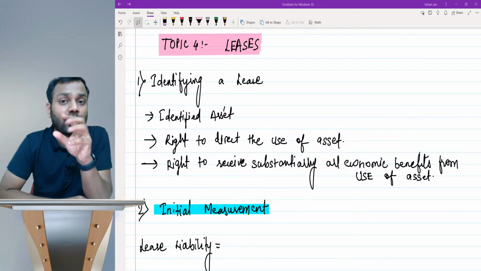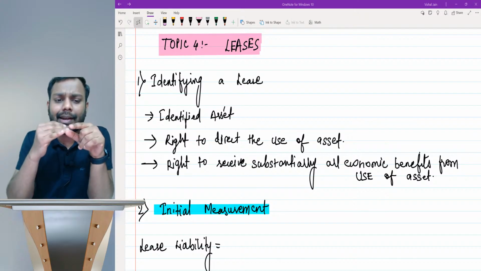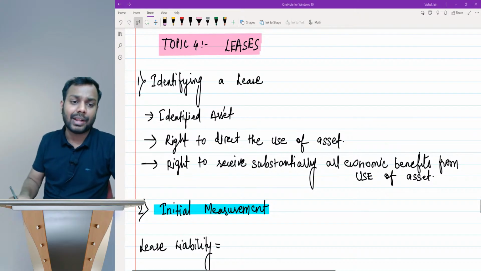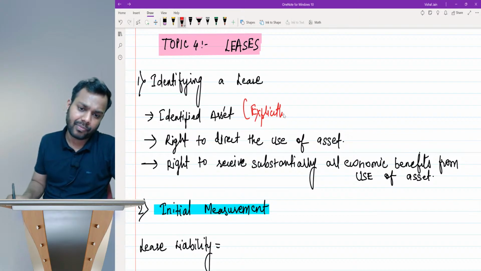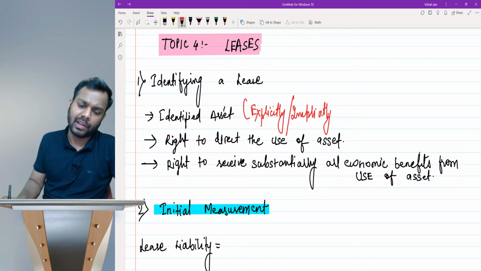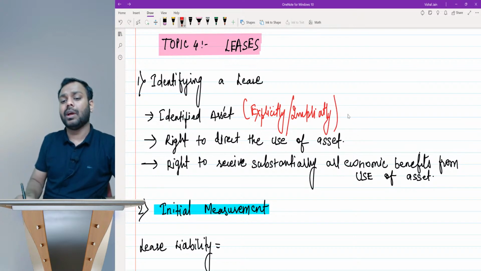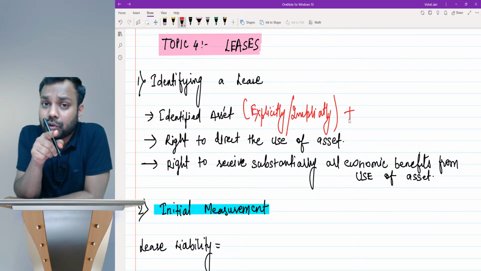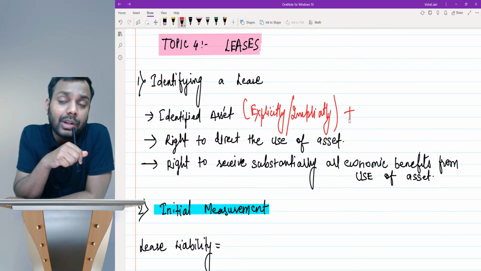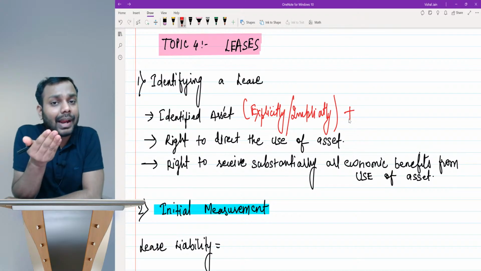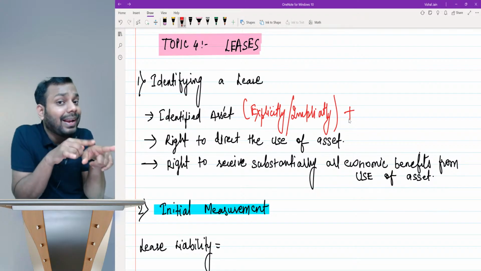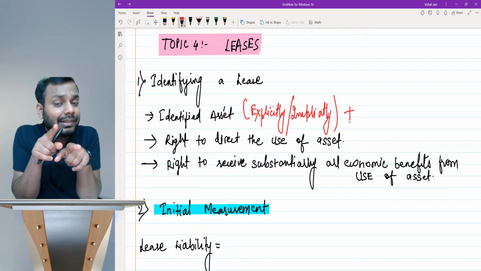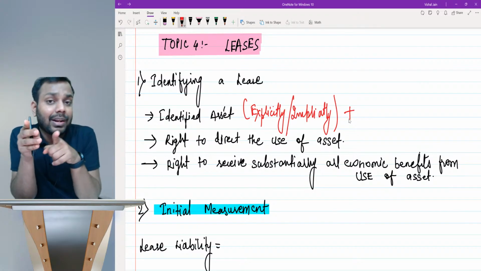First characteristic, there should be an identified asset which should be either explicitly or implicitly specified in the contract. Plus lessor should not have substantive substitution rights, meaning the lessor should not have the right to substitute the asset as and when he wants to, but the lessor can substitute the asset if the lessee requests.